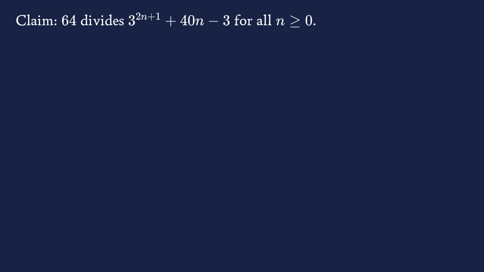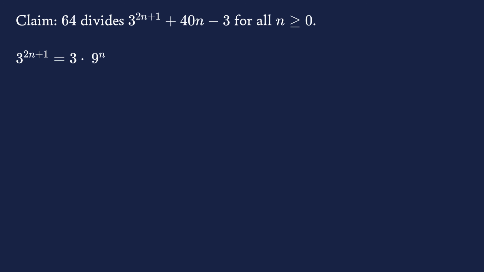Now let's try to find a proof without induction. When we take the power of 3, we can rewrite it a bit to see that we have a nice clean power of 9 here. We want to analyze divisibility by 64, which is 8 squared.